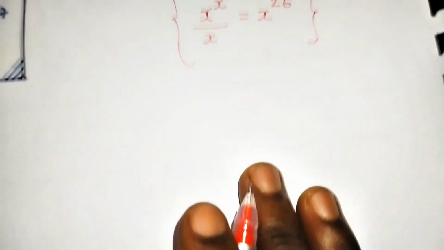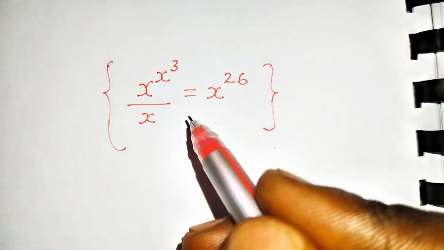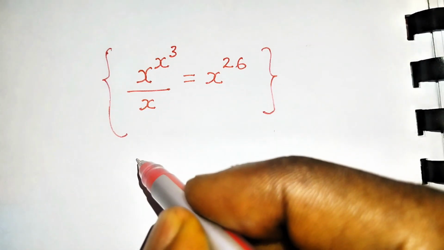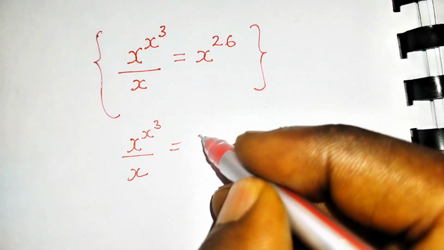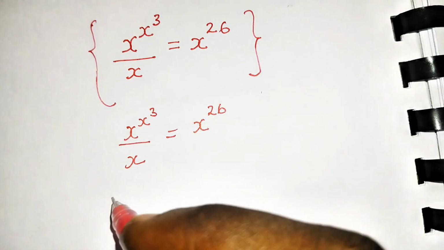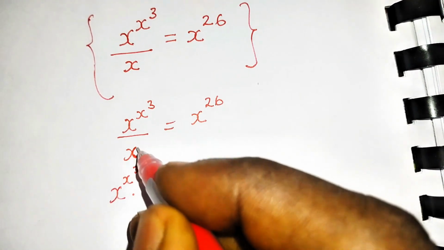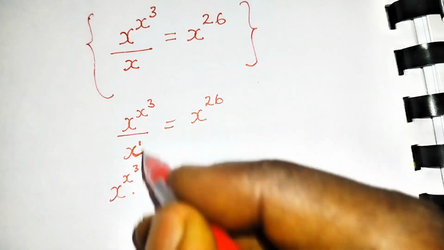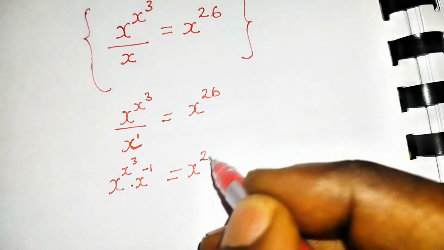Okay, similar to this, let's come to this question. To solve this problem, let us rewrite it as x to the power of x cube over x is equal to x to the power of 26. So let's bring this x to the top. So x to the power of x cube times this x, when it comes to the top, becomes minus 1, is equal to x to the power of 26.